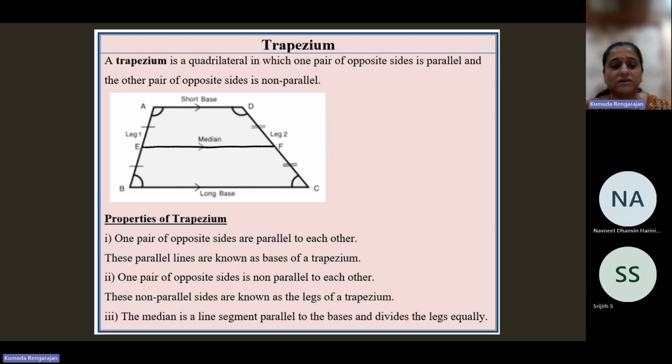And what is the median? Median is a line segment which is parallel to the bases. Why is it a line segment? Because it has fixed endpoints. Median is a line segment which is parallel to the bases, and it divides the legs equally. See, if this one is 10 centimeters, it will be 5 here and 5 here. And supposing this is 12 centimeters, it will be 6 here and 6 here.